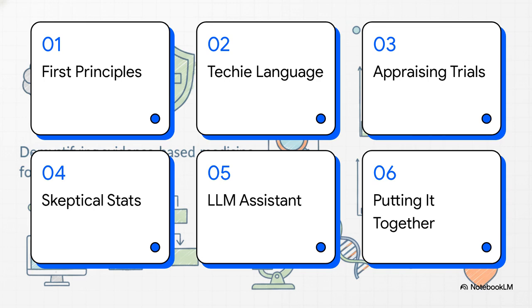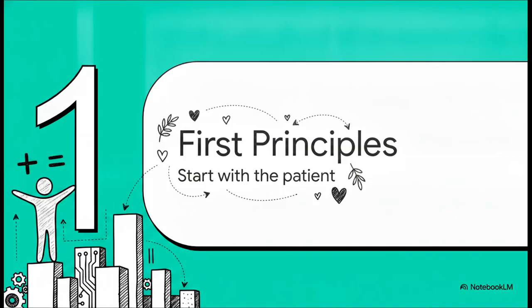We'll start with medicine from first principles, move into translating EBM into techie language, then appraising trials and tests, the skeptical techie stats, using the LLM research assistant, and finally, putting it all together. Let's jump in. All right, section 1, medicine from first principles, starting with the patient, not a p-value.